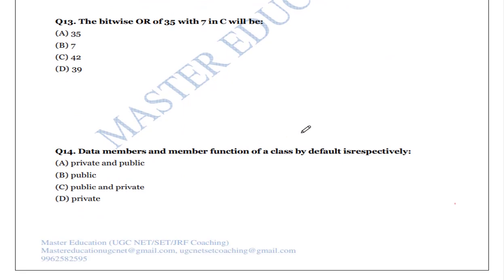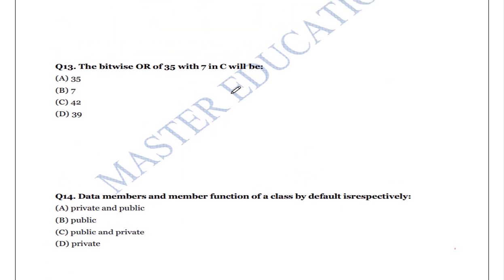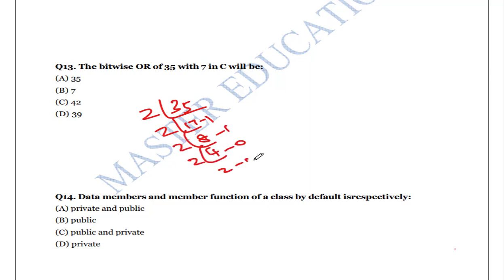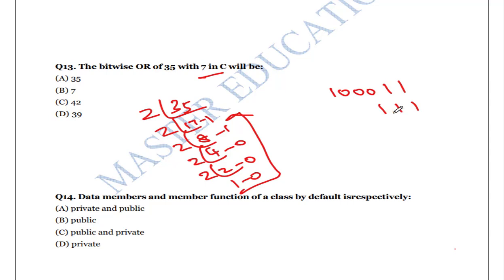The next question. The bitwise OR of 35 with 7. So you have to find the binary value of 35. Dividing by 2, 17 remainder 1, then 8 remainder 1, then 4 remainder 0, and so on. So write down 1, 0, 0, 0, 1, 1. And then for 7 it is 4, 2, 1, right? That is 0, 0, 0, 1, 1, 1.